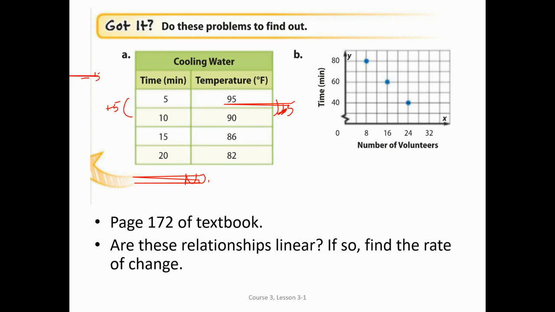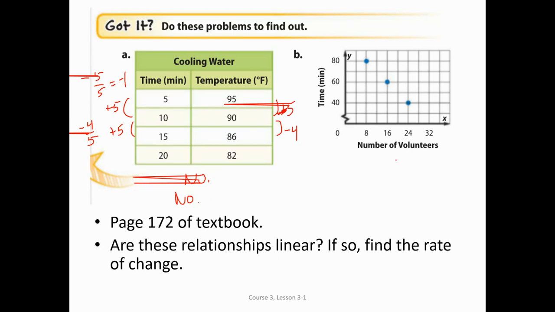And minus 5 over 5, that would reduce to a negative 1. But is that the same all the way? Well, no. The very second time here, 90 to 86 is minus 4, and this is plus 5. Minus 4 over 5 is not the same fraction, so we would say no, this is not linear.